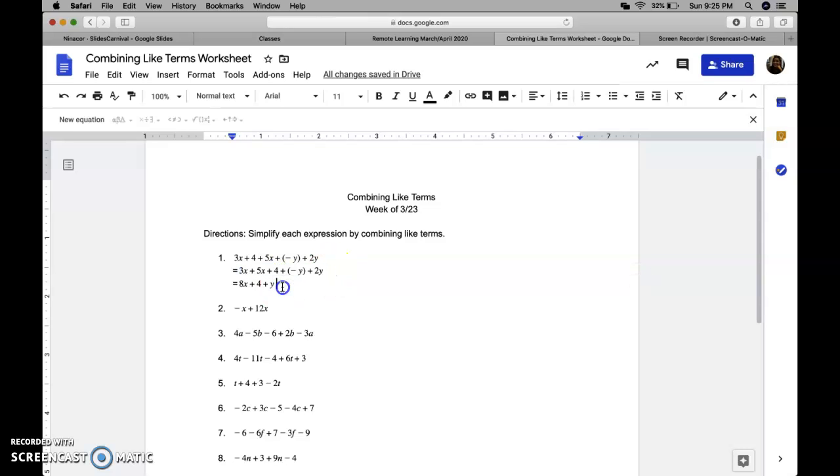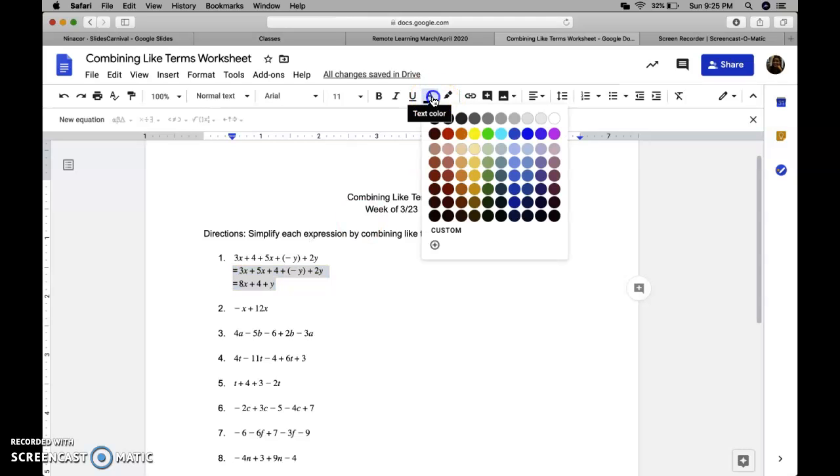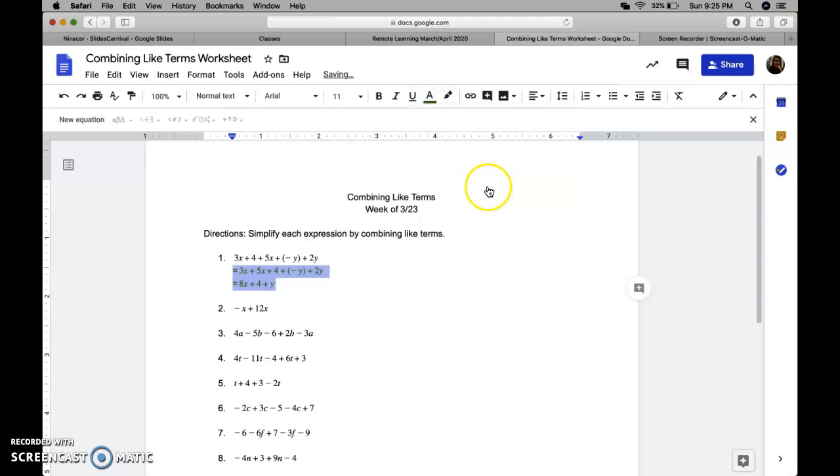All right. And so you want to highlight this and color it a different color, like green or something like that, or blue. Don't color it red because I'm going to make marks. I use red. The teacher uses red. You don't use red, so don't use red. And that's it for that problem.